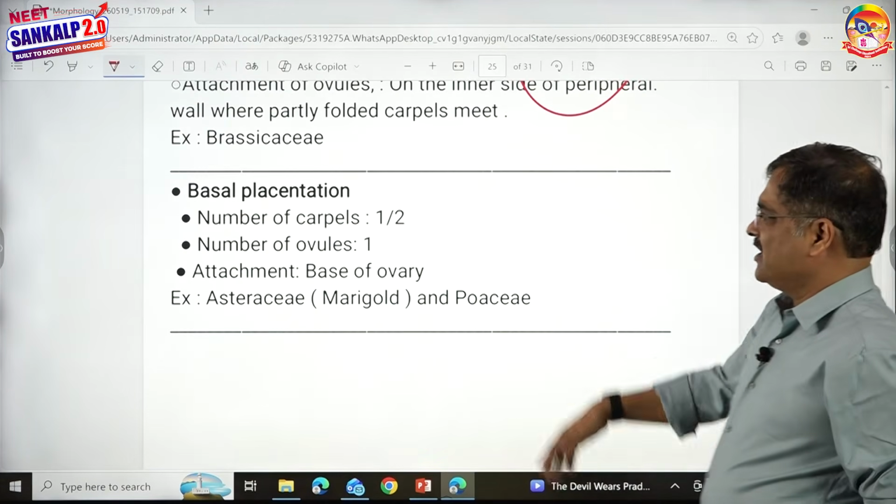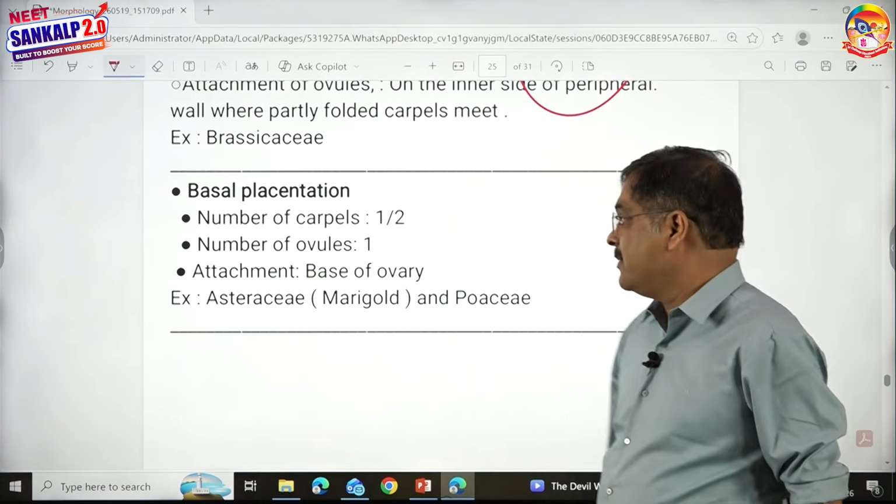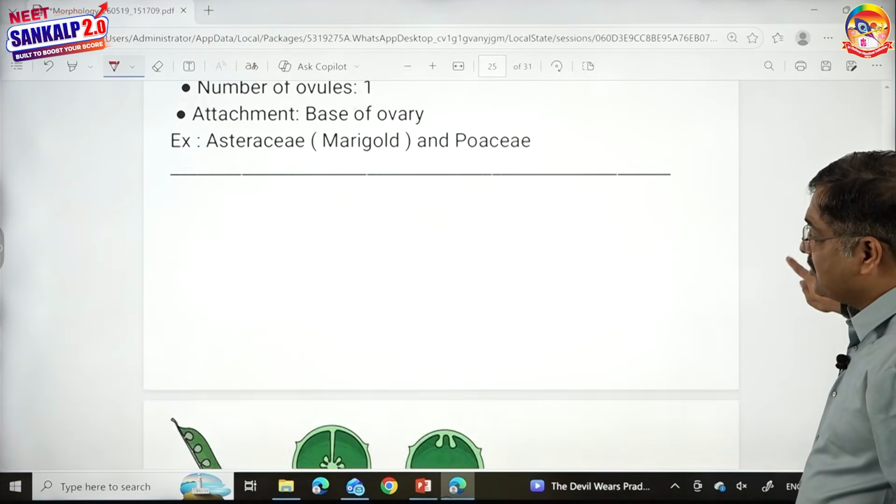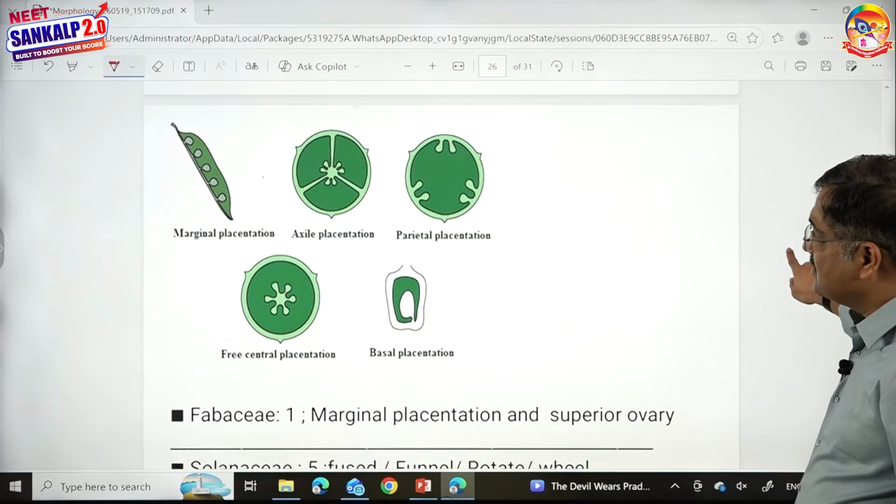Basal placentation: a single ovule attached at the base is said to be basal placentation. Examples are Asteraceae and members of Poaceae. This is easy to remember.